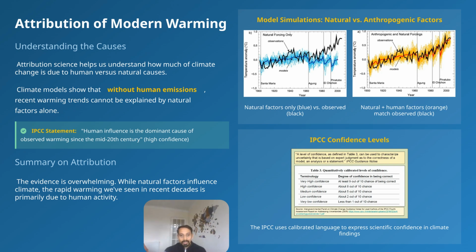Attribution science helps us understand how much of climate change is due to human versus natural causes. Models show that without human emissions, recent warming trends cannot be explained. The IPCC states with high confidence that human influence is the dominant cause of observed warming since the mid 20th century. In summary, the evidence is overwhelming. While natural factors influence climate, the rapid warming we have seen in recent decades is primarily due to human activities. And this is the critical basis for policy, finance, climate risk management, and all sustainability decarbonization strategies.